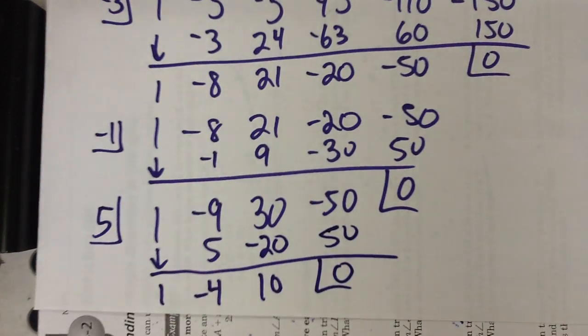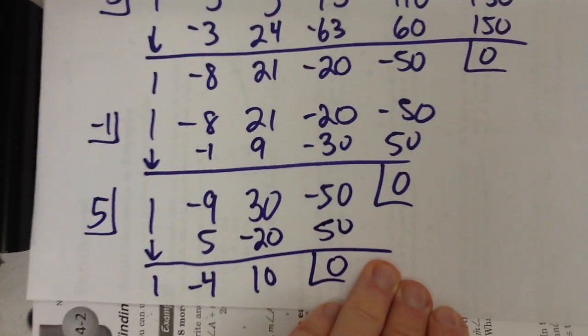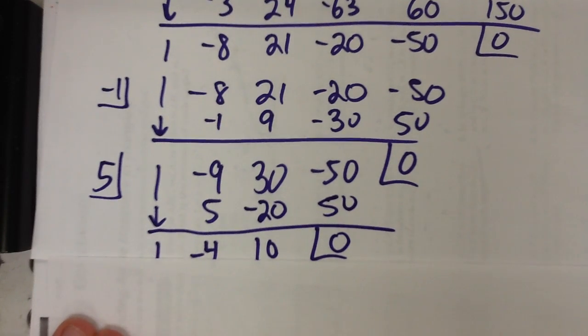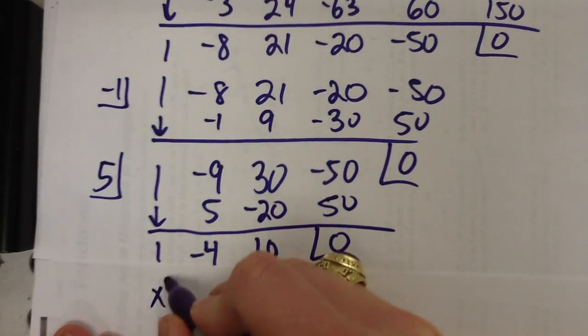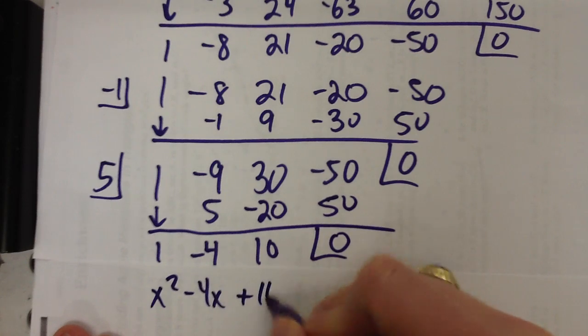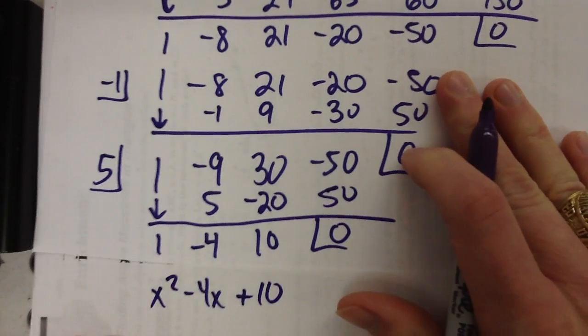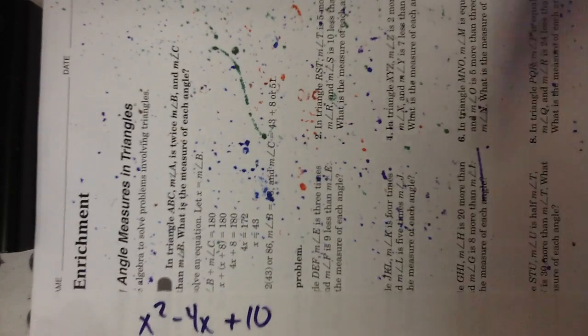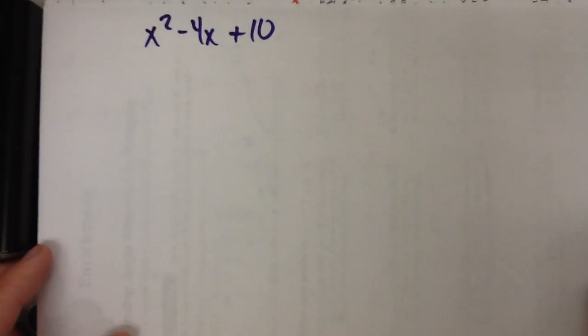All right, so I'm going to get some more paper so we can continue on with this problem. I'm just out of room on this page. So what we know now is that we have x squared minus 4x plus 10. Okay, that's from the synthetic division. We've divided synthetically 3 times. Now we are down to a trinomial.